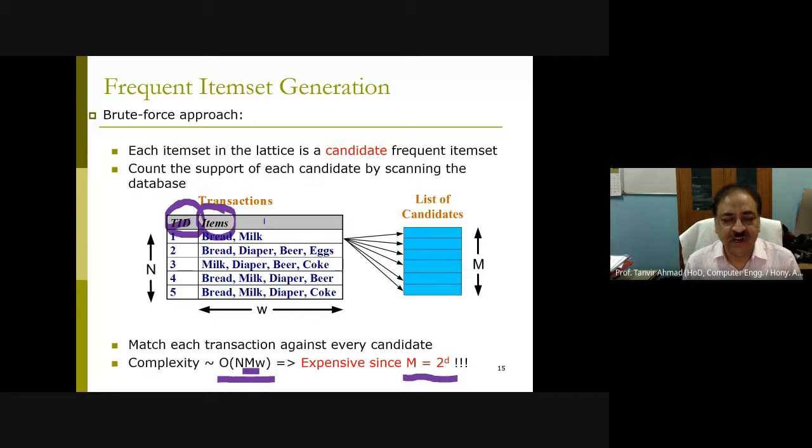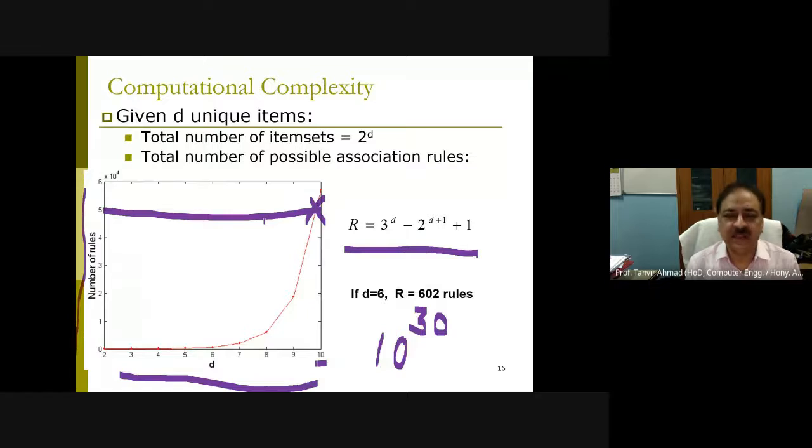But if you want to convert a horizontal data set into a vertical data set, you require just one scan of the data set. With one scan, you can convert a horizontal data set to a vertical data set. Is it clear to you? I can just scan the data set and know that there are 6 items. I maintain a table with 6 items, keep reading the transactions, and put those transactions in the corresponding items. I can do it in one scan.